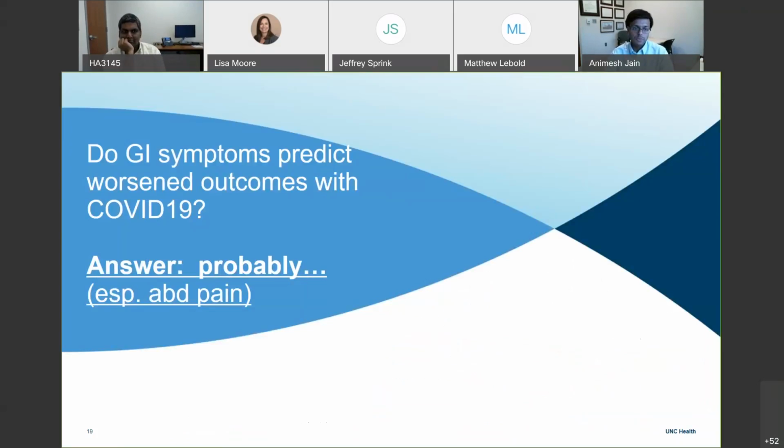So do GI symptoms predict worsened outcomes with COVID-19? I think the data on this is still thin and emerging, but from the data we have right now, I would say it looks like, yes, they do. And in particular, abdominal pain may predict a worsened outcome with COVID-19. Next slide.